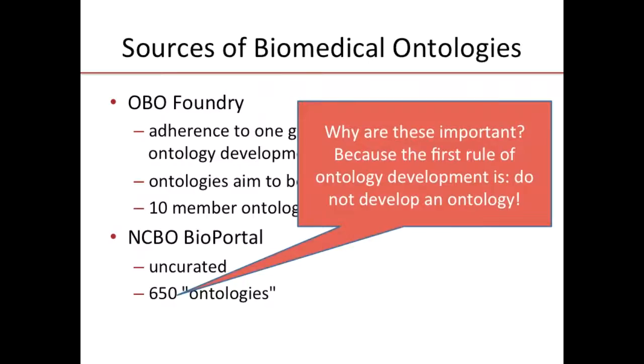So why are those resources, even the NCBO, important? Because the first rule of ontology development is do not develop an ontology. Don't. Because probably what you want to represent for your data already exists someplace, and you should reuse it. Remember unique identifiers, right? Don't create a situation where we have 115 blood pressure names. We don't need another class to represent persons. Nope, have it. Reuse it.